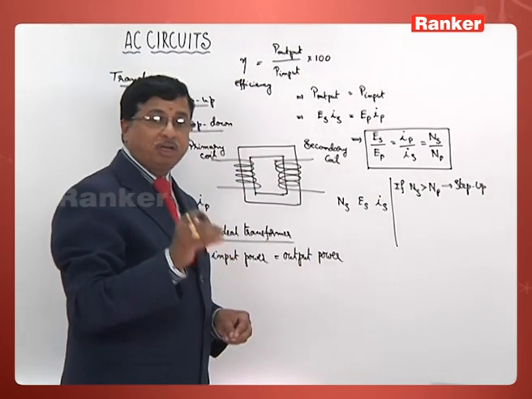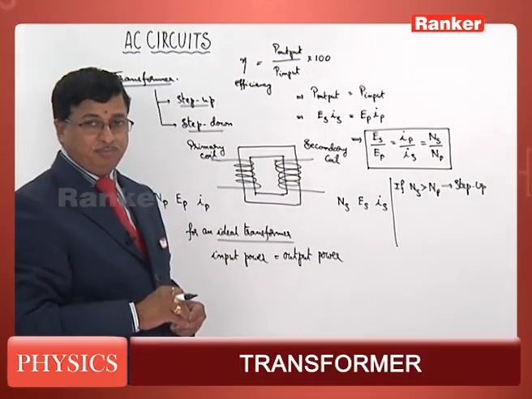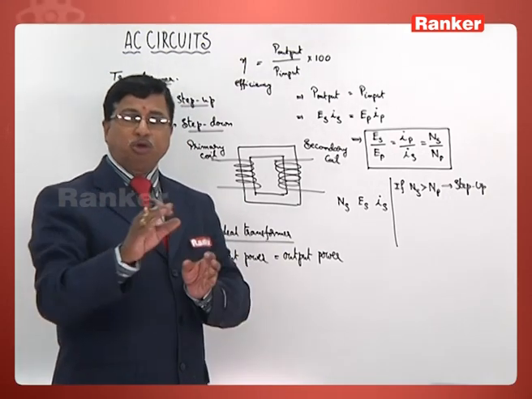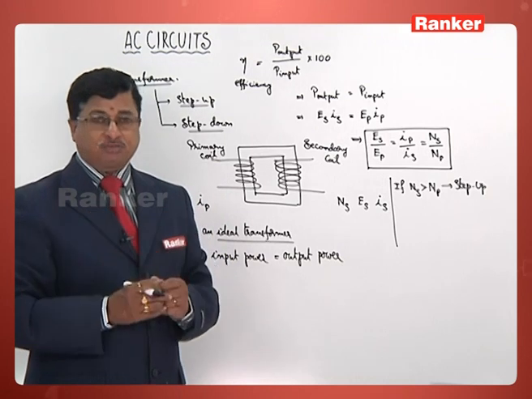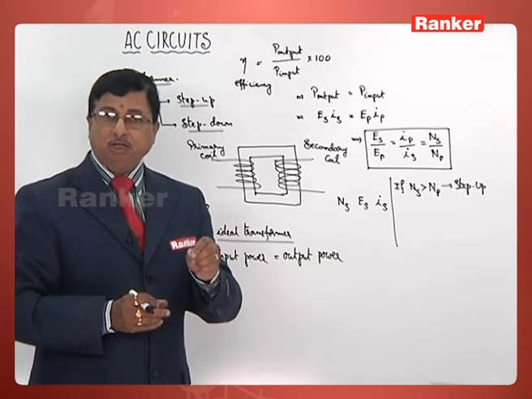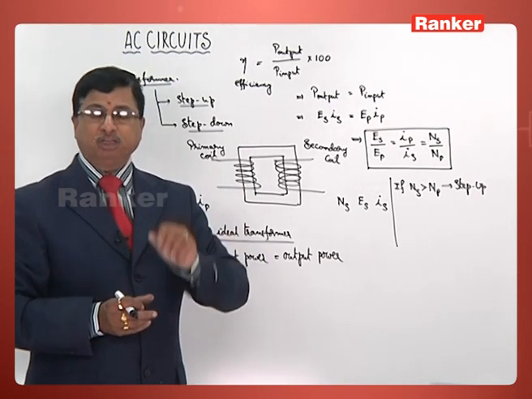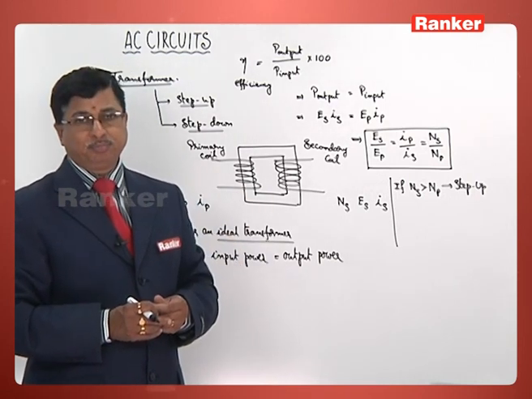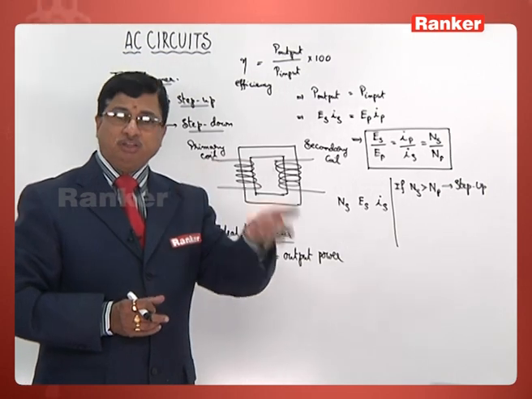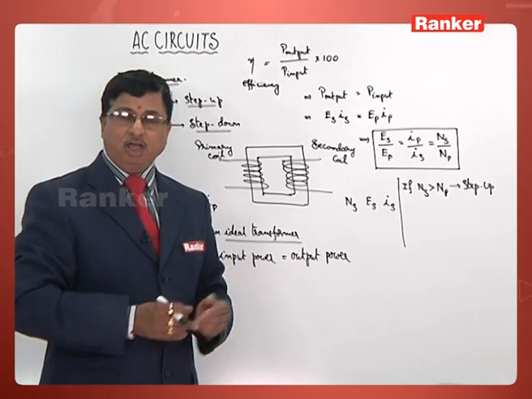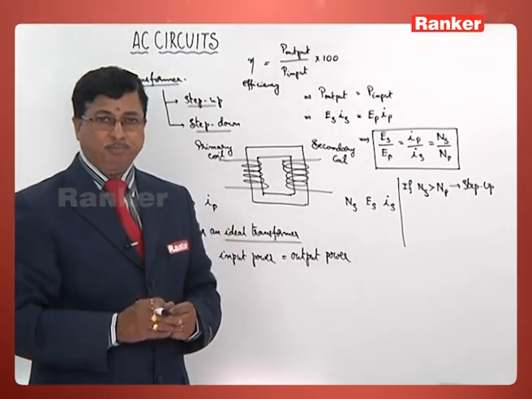Secondary number should be greater than primary number. Then whatever the input we are giving, the output we are extracting from the transformer will certainly be many times more than the input given in the form of EMF. So the secondary voltage is going to be higher. That's why we call this a step-up transformer.